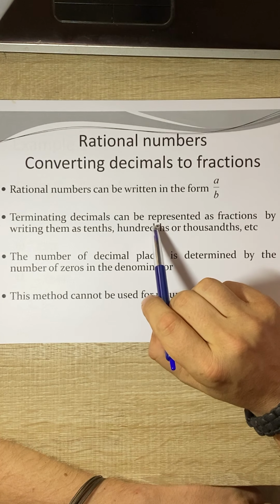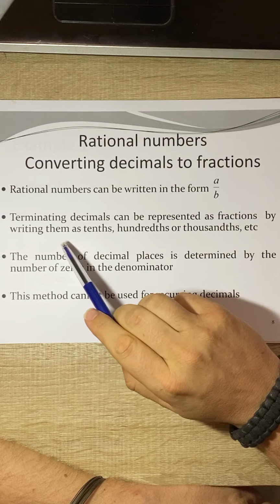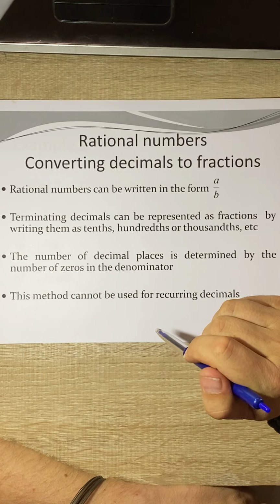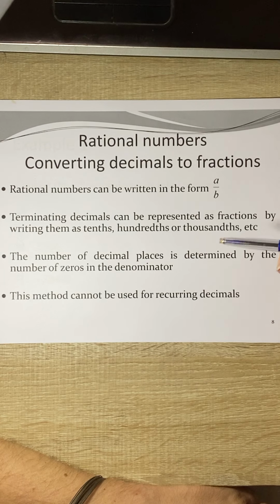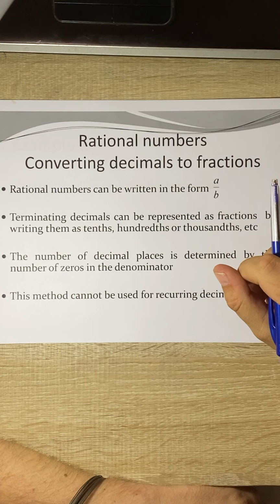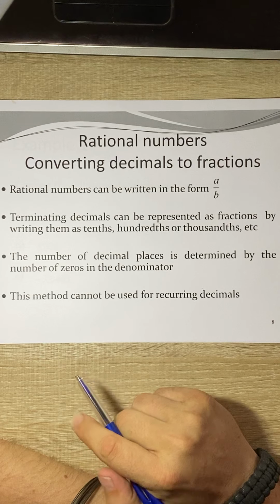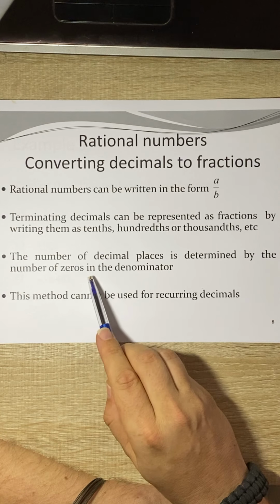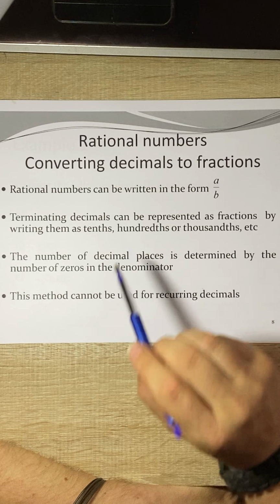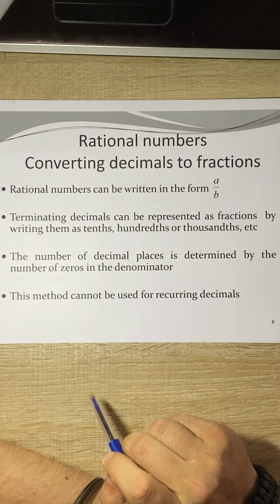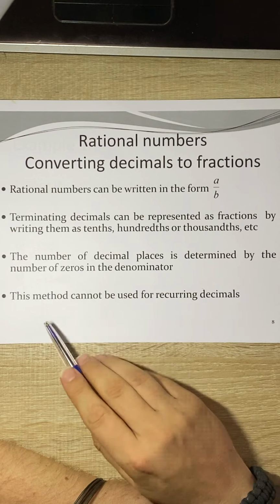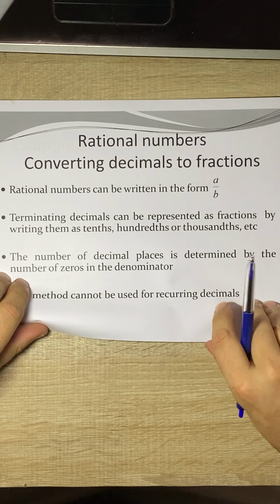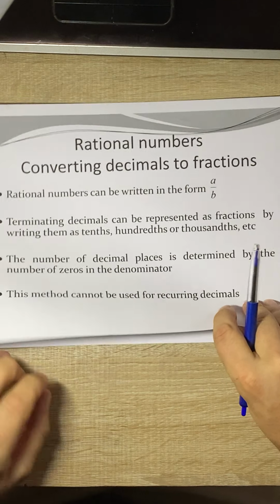Terminating decimals can be represented as fractions by writing them as tenths, hundreds, or thousands. So a terminating decimal would be something like 0.25. It doesn't reoccur, it just stops. The number of decimal places is determined by the number of zeros in the denominator, which I'll show you in a second with some examples. This method cannot be used for reoccurring decimals. Again, we'll go through examples just now and you'll see why.